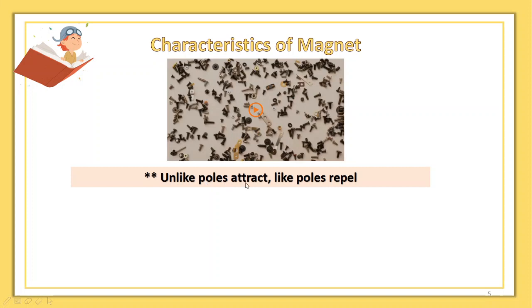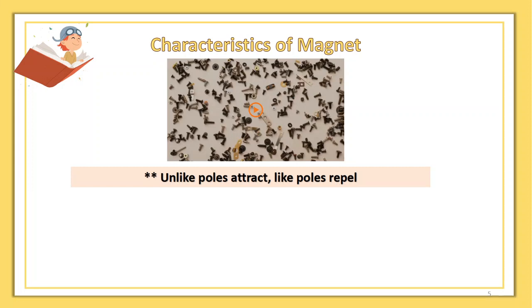Unlike poles attract, like poles repel. That means when there is a north pole and south pole put closer to each other, there is an attraction force. Like poles, for example, north pole and north pole put near together, they will have a force of repulsion.